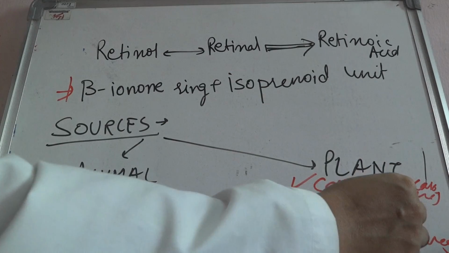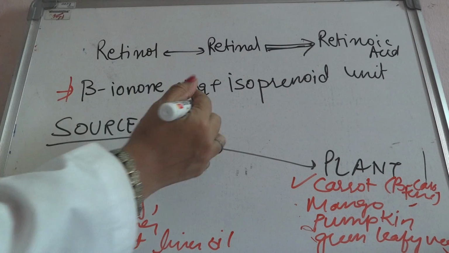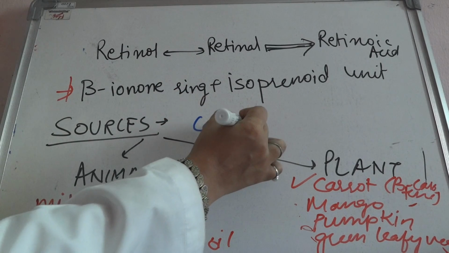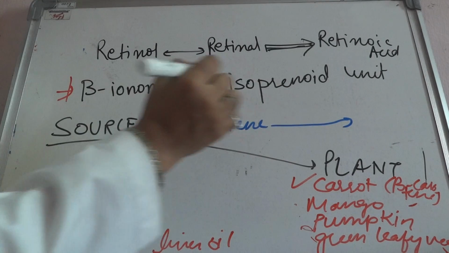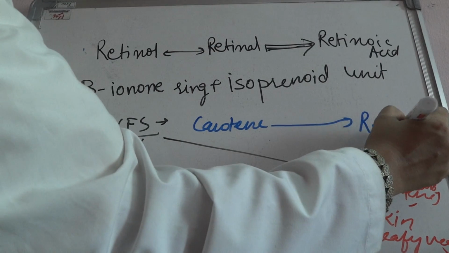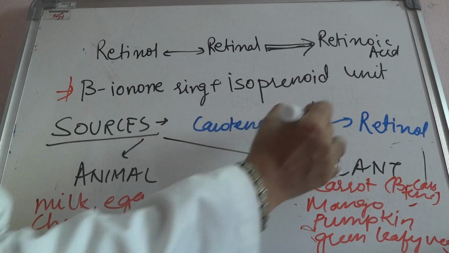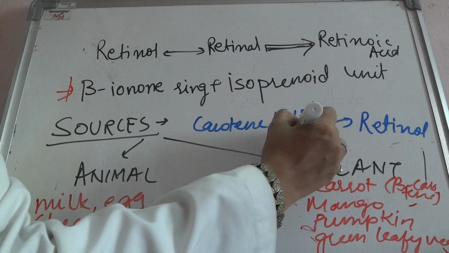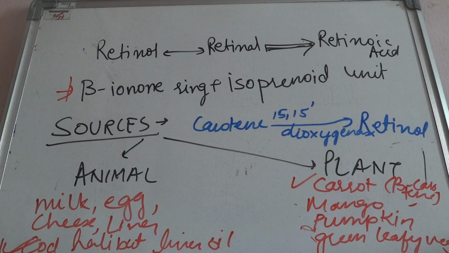But in plants it is present in the beta carotene form, and there has to be some reaction which will change this carotene to retinol, and this is catalyzed by 15,15' dioxygenase. So till here the biochemistry of vitamin A is simple, clear.